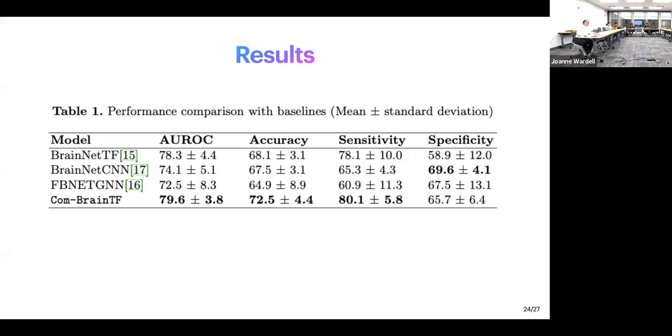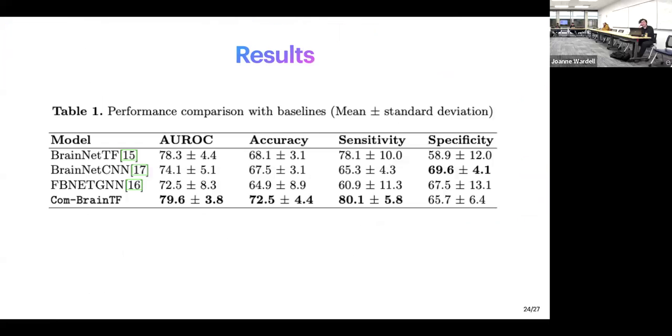So these are the results. You can see there's an improvement across the board for this model, which is the community brain transformer. However, it seems like maybe they have a little bit lower specificity for some reason. I'm not exactly sure why. But yeah, it does seem to be outperforming the other models that were mentioned.